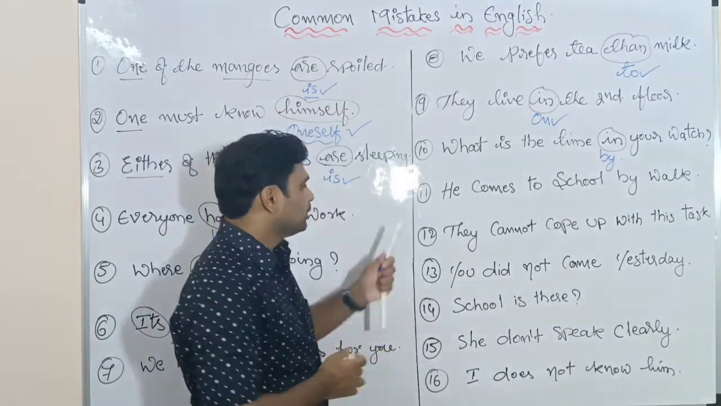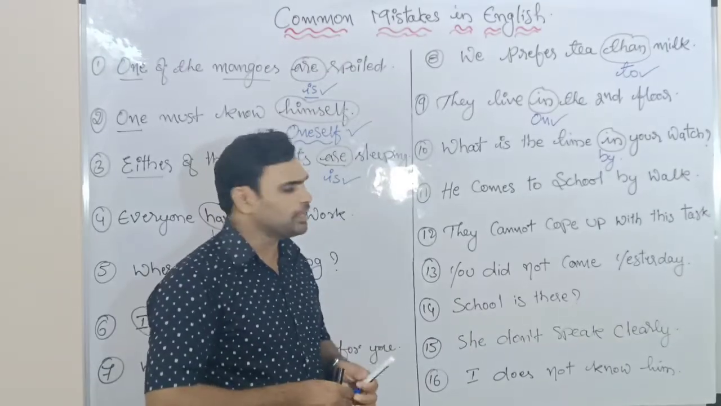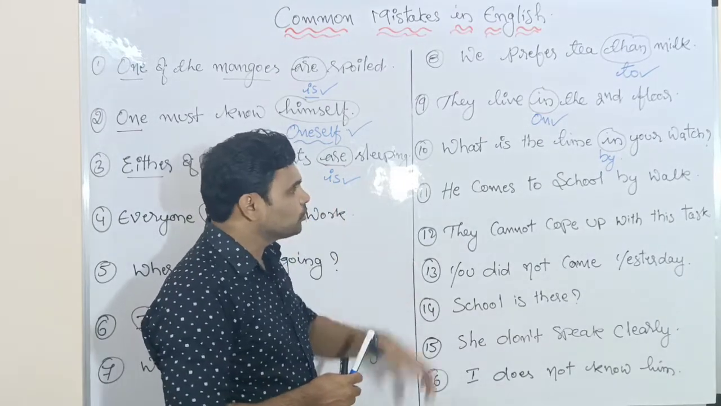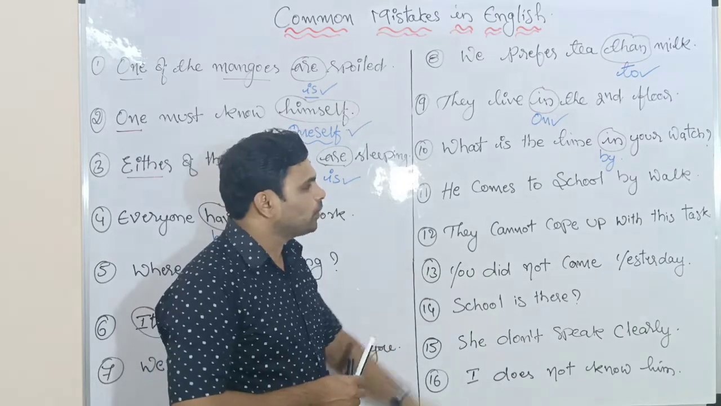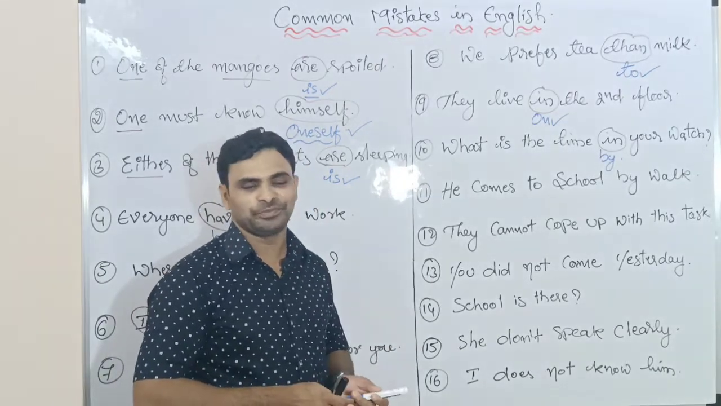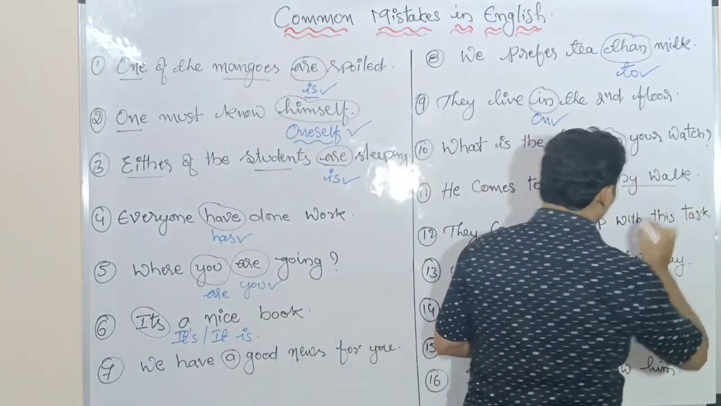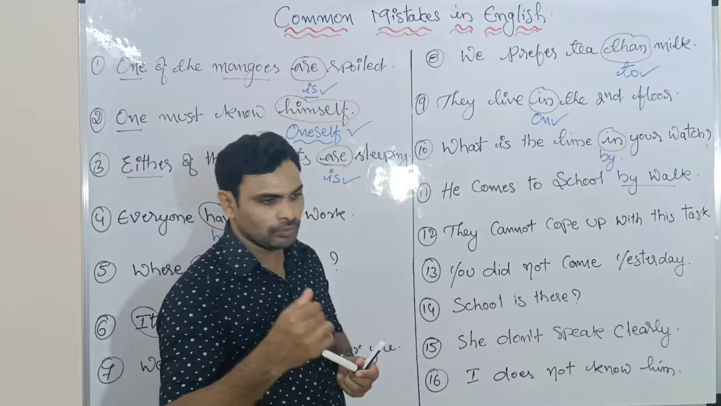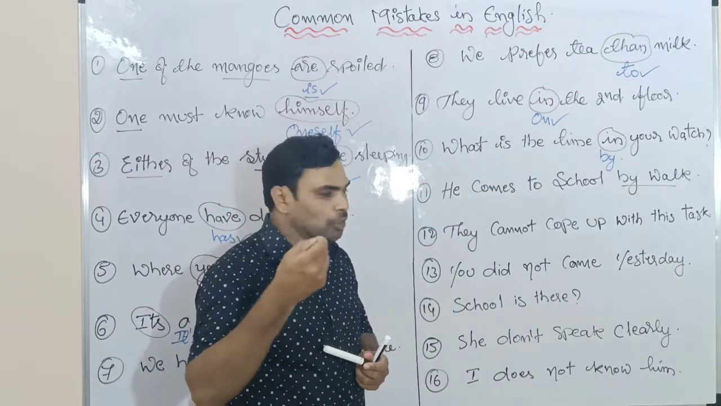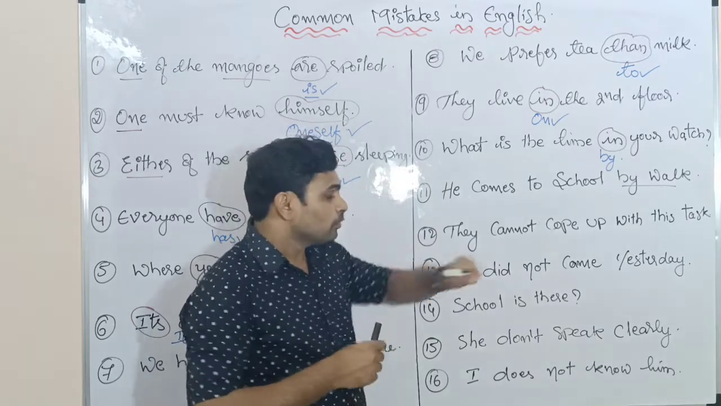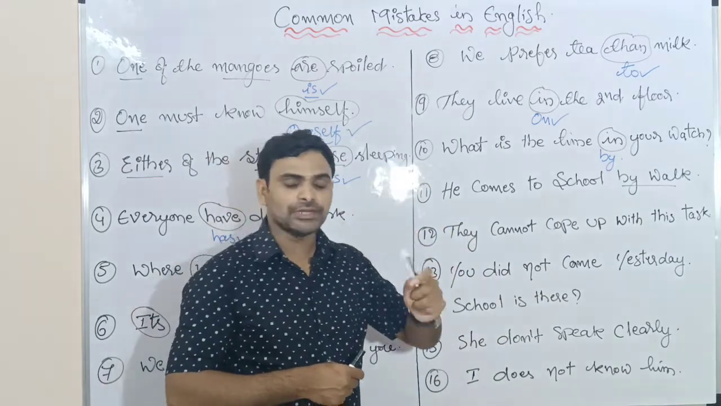Very good. 11th one, "he comes to school by walk." Many times the students say, Sir, I come to school by walk, I go to the park by walk. No, that is wrong. Why is it wrong? We use by like this: I go to school by scooty, I go to the park by cycle, I go to London by flight. By the vehicle, we use it for the means of transportation.